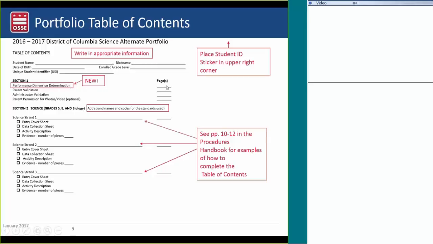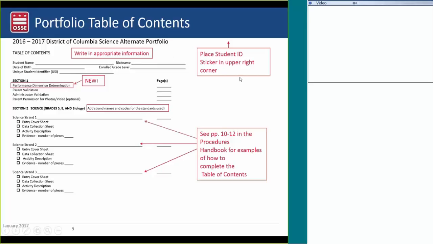Here's a place where you put your page numbers. The performance dimension determination for 2016-2017 is always going to be page 1. The parent validation form will always be page 2, and the administrator validation form will always be page 3 this year, 2016-2017.